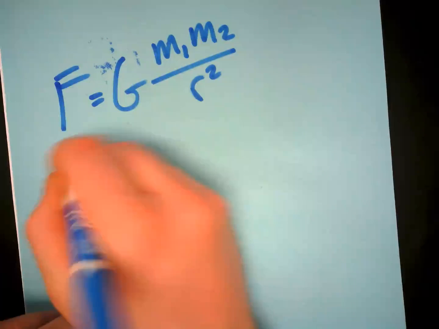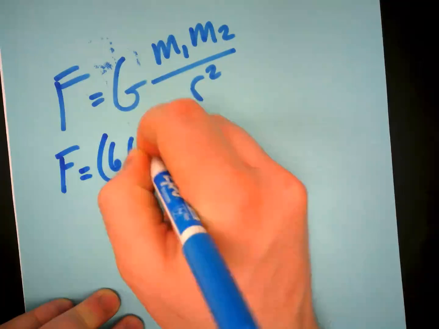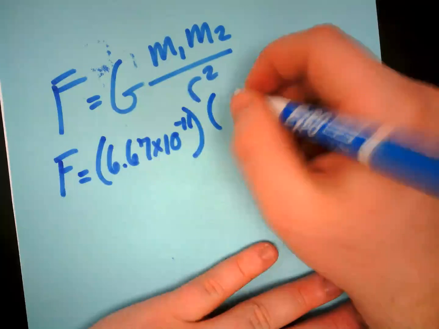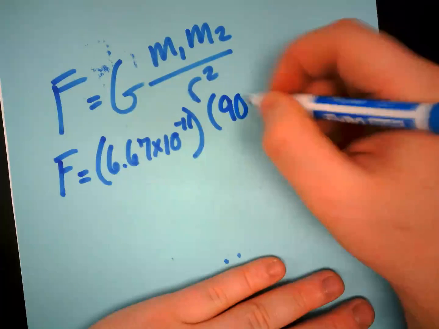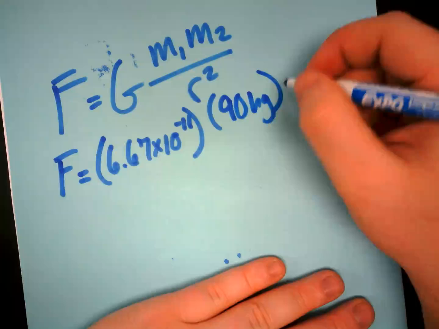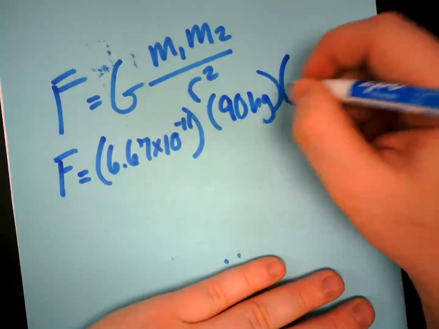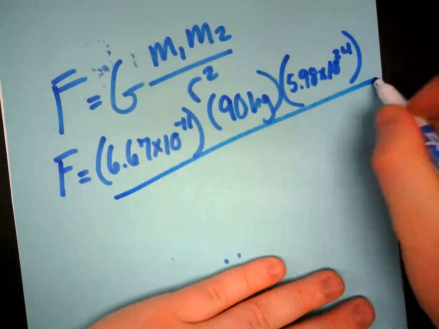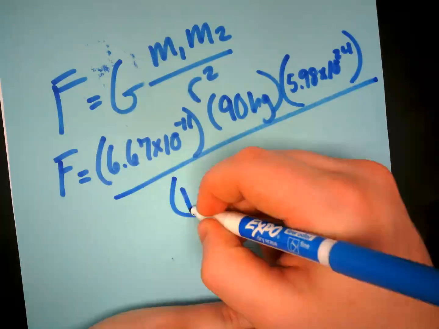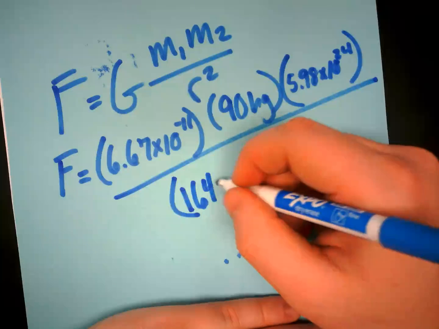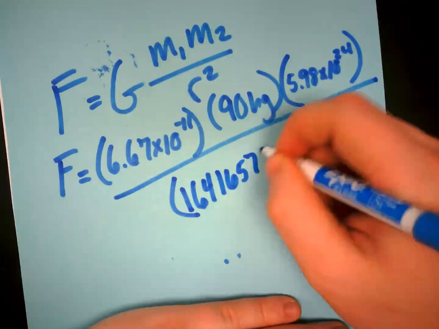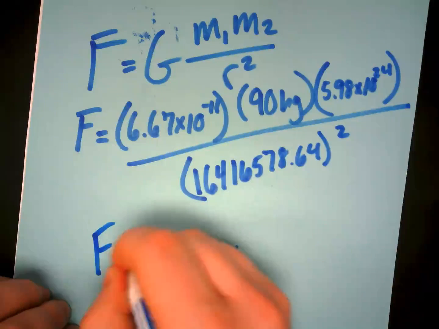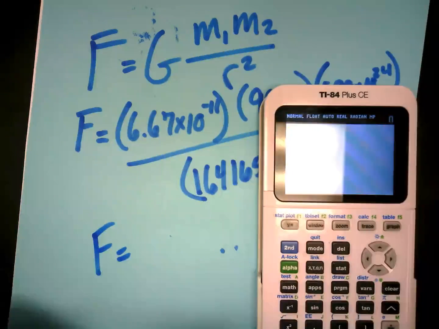So F is equal to big G, which is 6.67 times 10 to the negative 11th power, times the mass of Peter, it sounds weird, times the mass of the Earth, which is 5.98 times 10 to the 24th power, all of that divided by our 16578.64 squared. Let's just see what we get real quick. Let me pop that in my calculator.